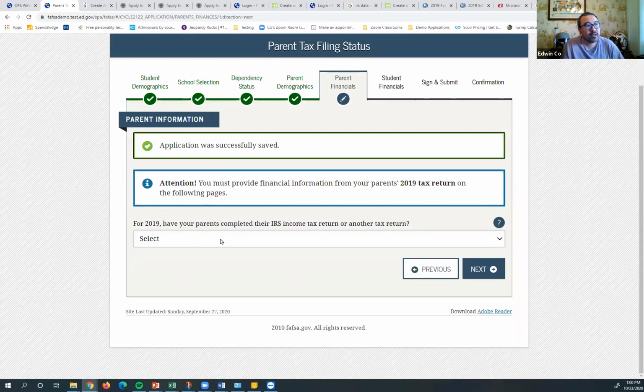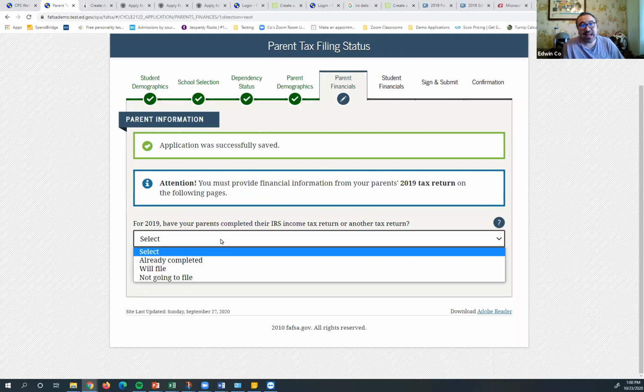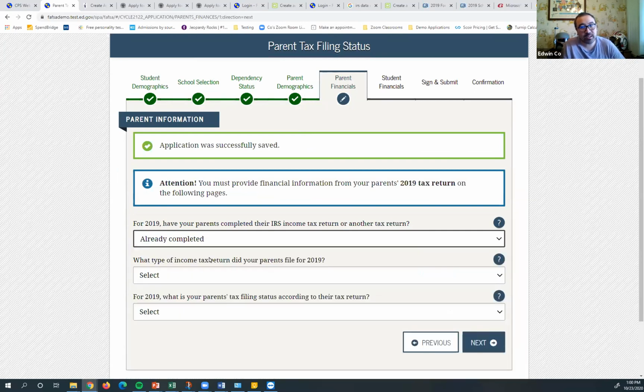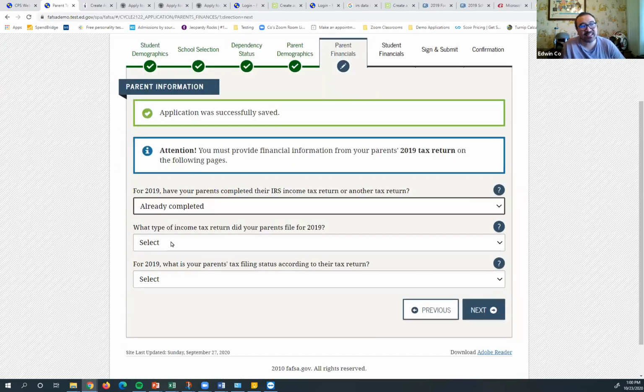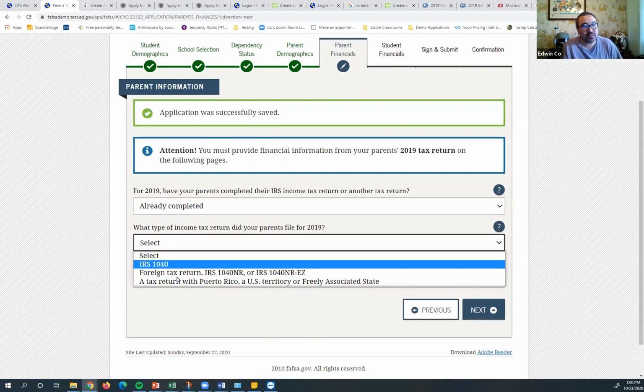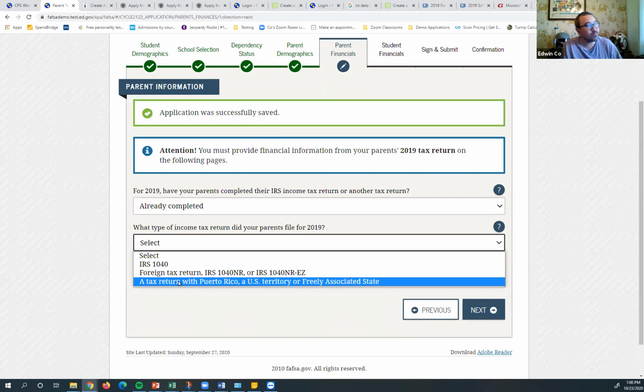Parent information. The question is whether your parents have completed their tax forms for 2019. Mostly it's going to be yes. 90% of you are going to put already completed. Next question, they're going to ask what type of tax return did your parents file? There are really only 3 options. That third one is not going to be an option, most likely because we're not in Puerto Rico.